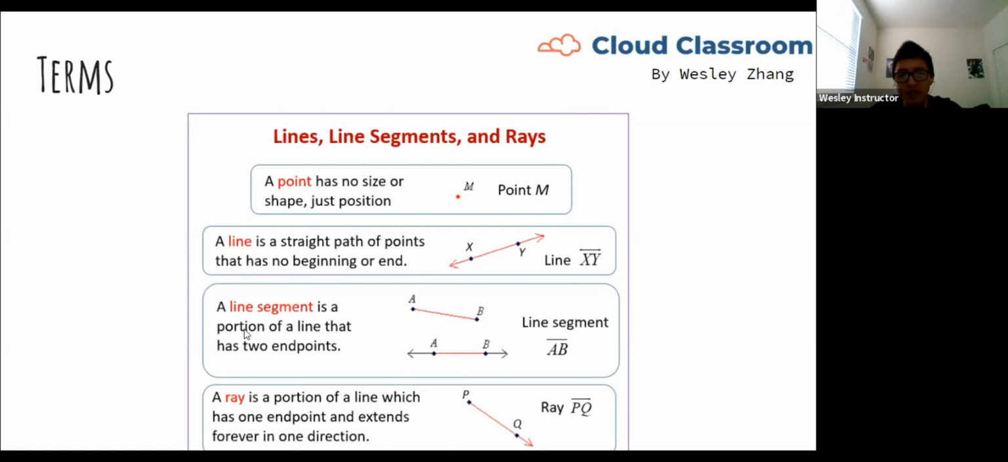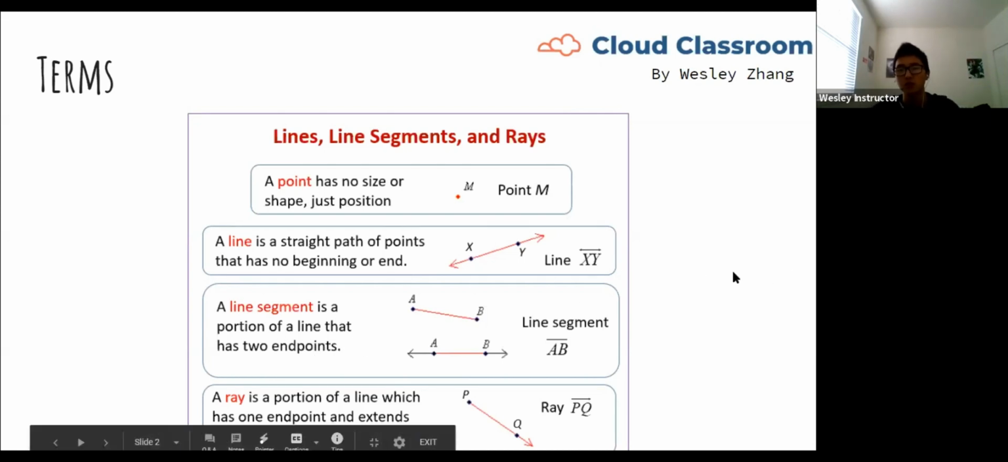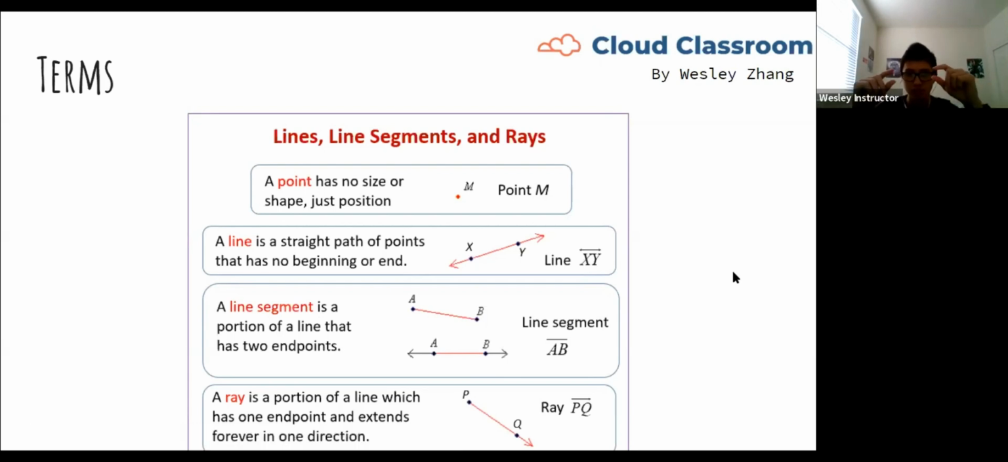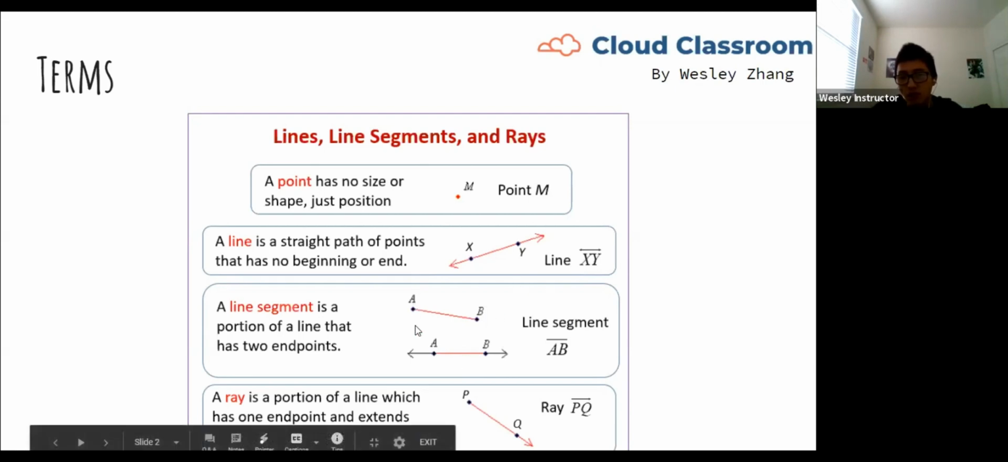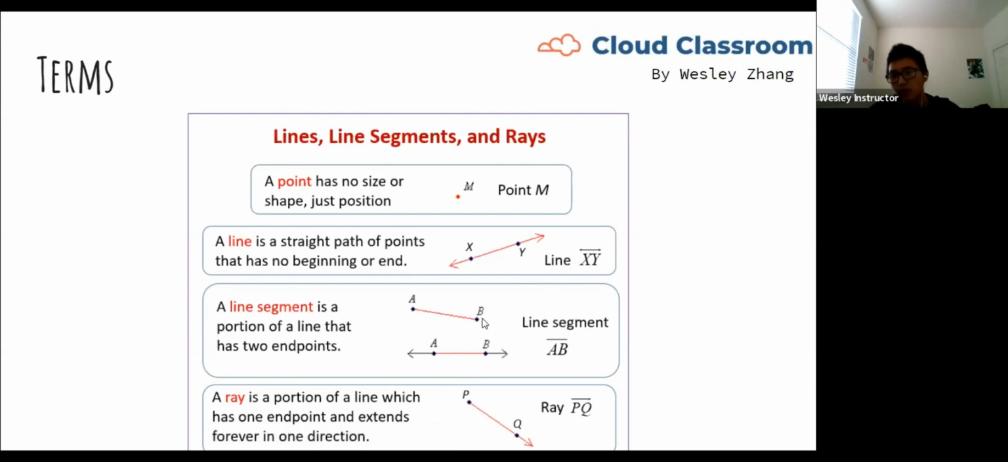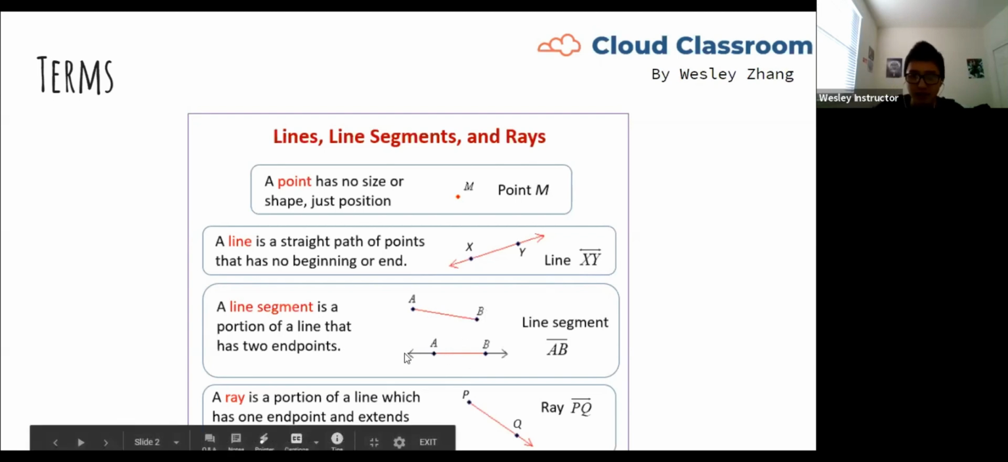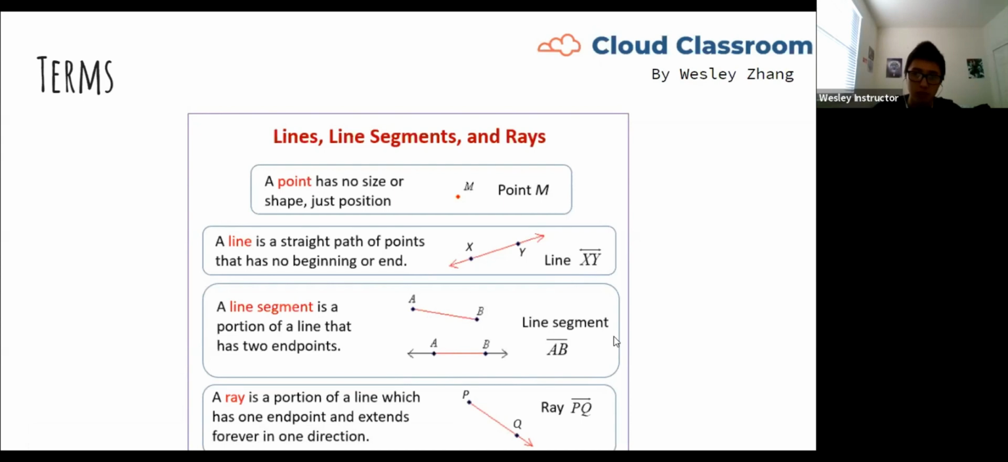A line segment is a portion of a line that has two endpoints. So it's pretty similar to a line, except it doesn't have any arrows. The segment ends at the points. We see here the difference: the line segment ends at point A and point B, but if we add some arrows at the end, that becomes a line. To write this, we write AB with the line across the top, but no arrows.